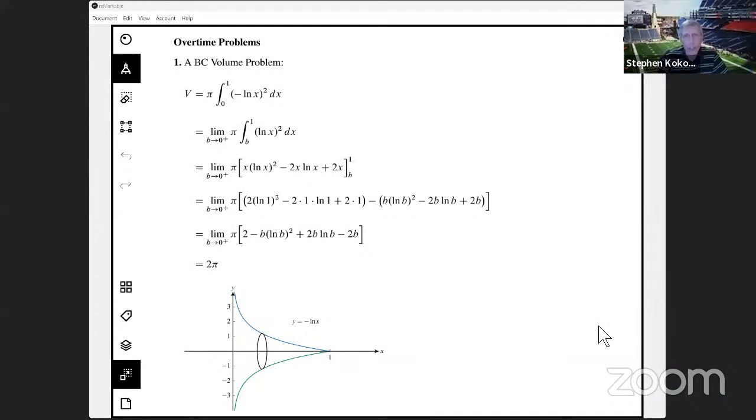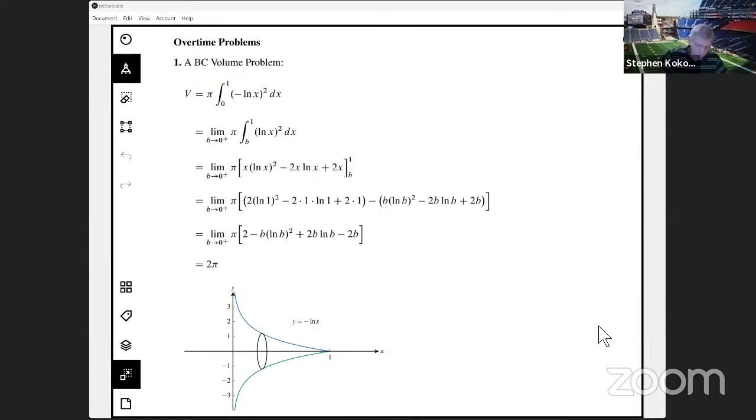Okay, Tom, I just got a couple of other things here, Curtis, on our overtime problems. I wanted to show a couple of other things here. These are from questions that showed up on the Facebook group. I wanted to point out a couple of things here. Tom and I don't have the opportunity to do many BC problems, but this was actually a BC problem that was posed on the Facebook page.